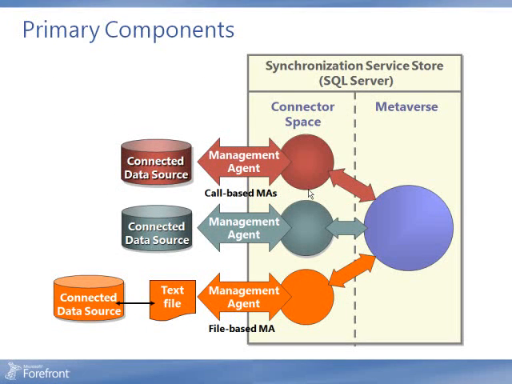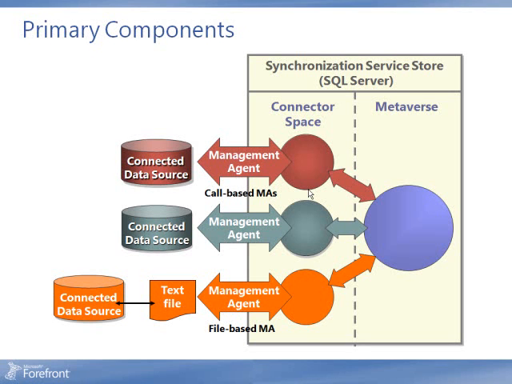The primary FIM components are the metaverse, connector space, the connected data sources, and the management agents that connect to them. A connected data source, or sometimes just a data source, or even just a source, is a data repository that contains identity data to be integrated within FIM. Sources could be enterprise directories, network operating system directories, databases, or data in flat files such as LDIF or DSML or delimited text.